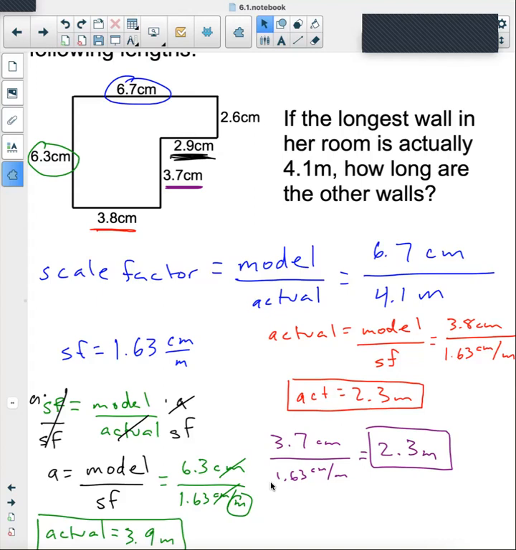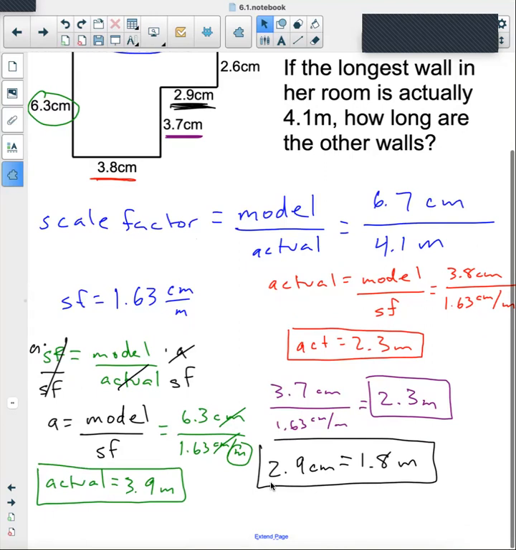So my 2.9 centimeter side divided by that scale factor is going to be 1.8 meters, rounded to the nearest tenth. And my 2.6 centimeter side, 2.6 centimeters divided by 1.63, that scale factor again. Remember, I'm not rounding my intermediates. And that is going to give me an actual size of 1.6 meters.